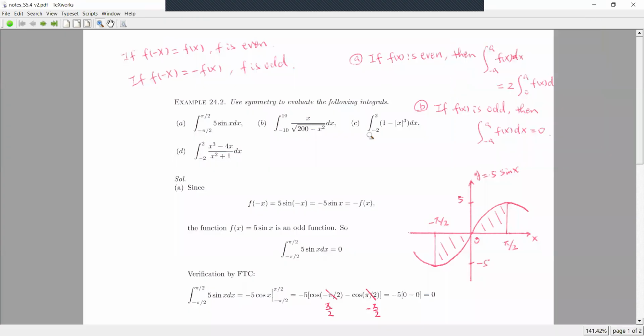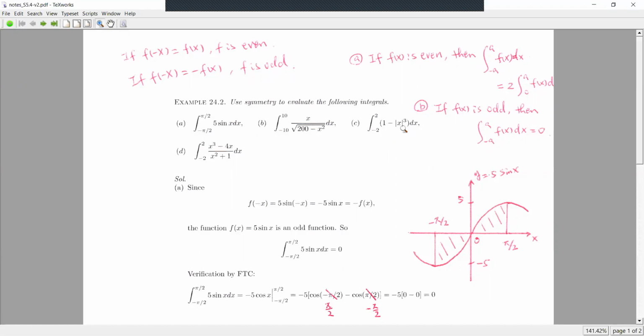Now, consider the integral in part C. The function in this integral has an absolute value of x. For a function with absolute value, it is difficult to find an antiderivative for this function. So the fundamental theorem of calculus cannot be directly applied to compute this integral. But anyway, this example only requires using symmetry to evaluate integrals.